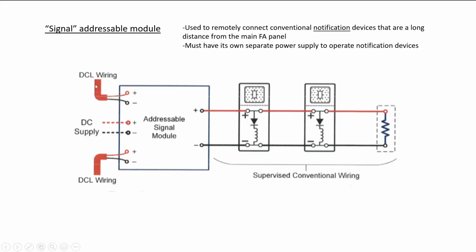Now this system must have its own separate power supply to operate the notification devices. This DCL wiring is not going to provide a whole lot of power in order to drive big beefy horn strobes and gongs. Those take a lot of juice, and so this requires its own DC connection in order to supply the NAC devices. These two terminals here will operate the same as the NAC terminals would on a standard fire alarm panel. They will reverse polarity during an alarm condition.